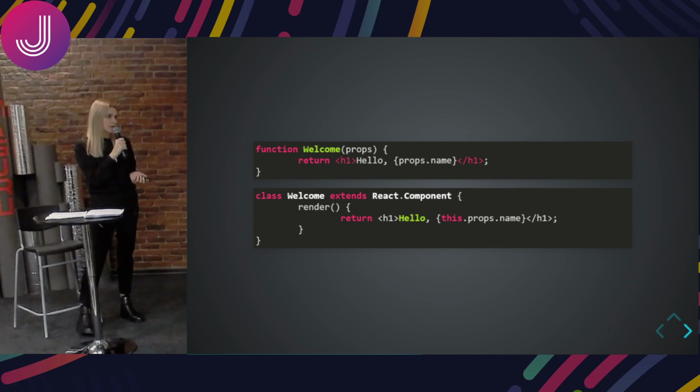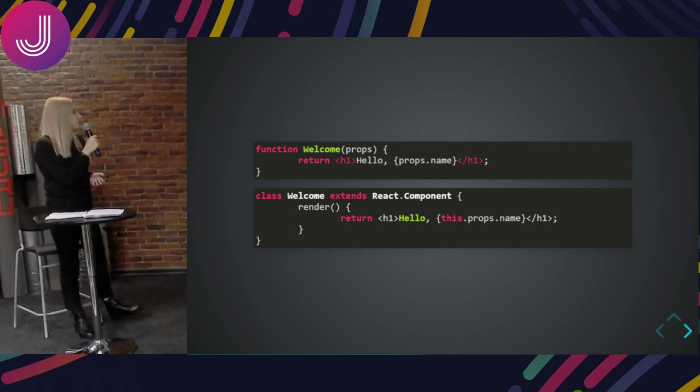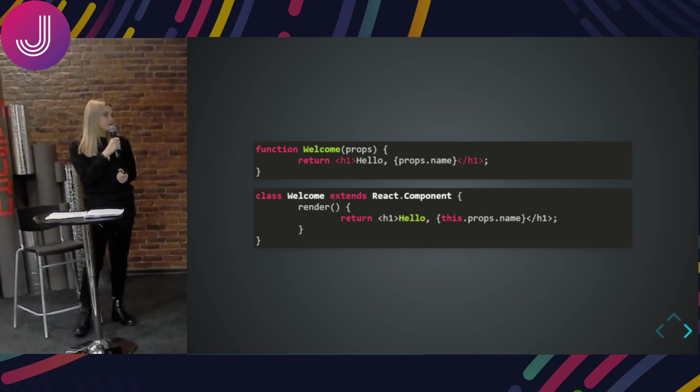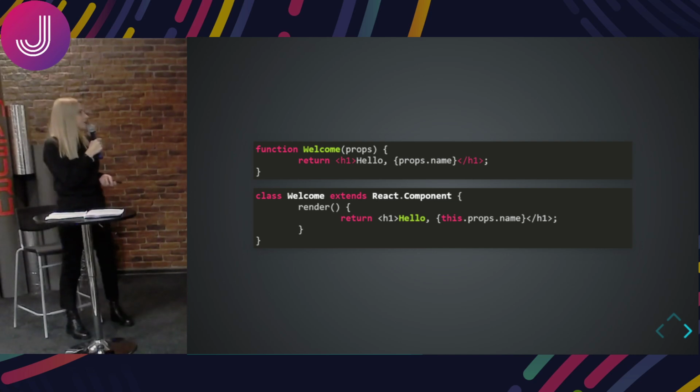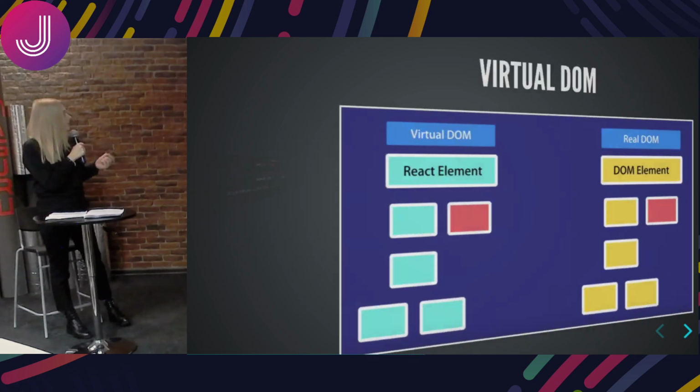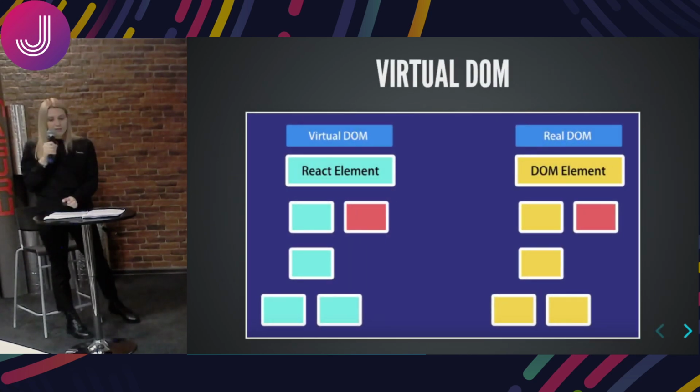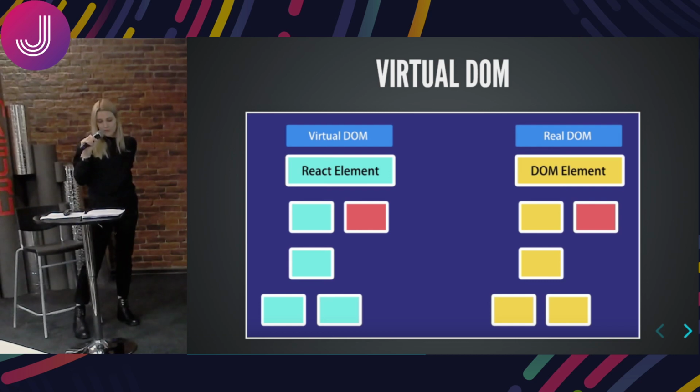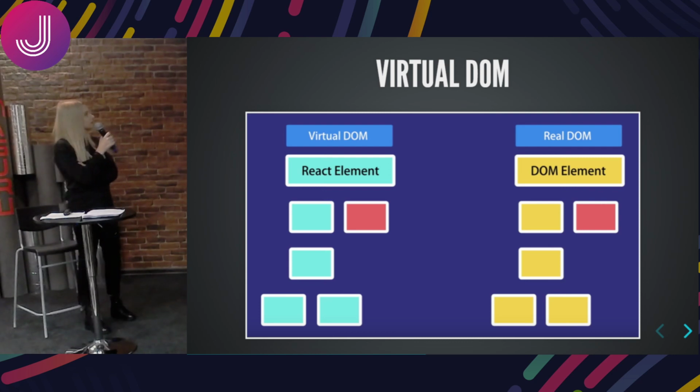responsible for describing how our user interface should look. And the output of the render method is a React element, which is a simple plain JavaScript object that maps to a DOM element. A point to consider over here: it's not a real DOM element. It's just a plain JavaScript object that represents the DOM element in memory. So React keeps a lightweight representation of the DOM in memory, which we refer to as the virtual DOM.